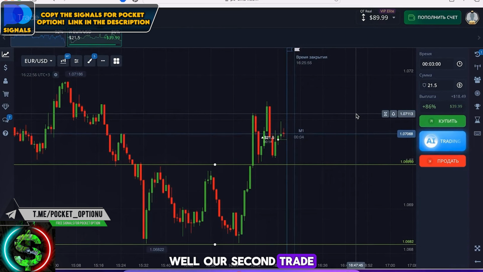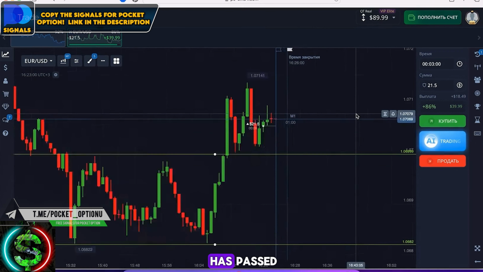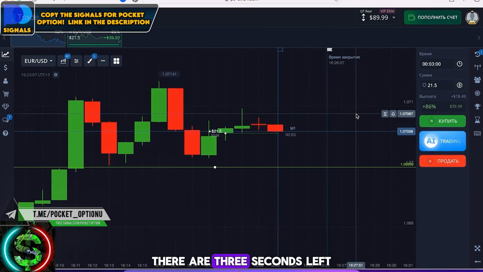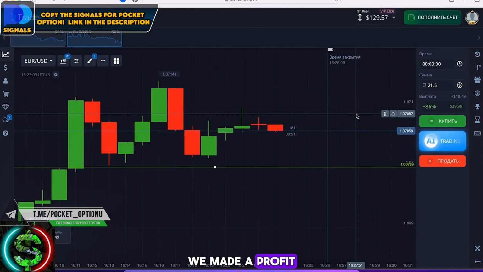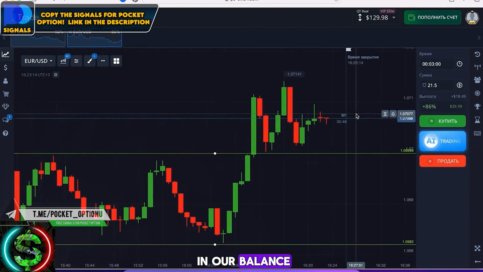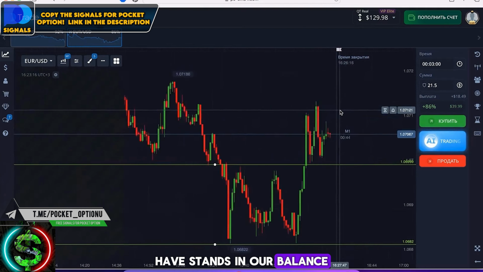Well, our second trade is still active. There are 10 seconds left on it. The first trade here has passed, so we already have $90 in balance. We should also get a profit from this trade. There are 3 seconds left. We made a profit, it was very close, but we still got a profit of $129.98 in our balance.